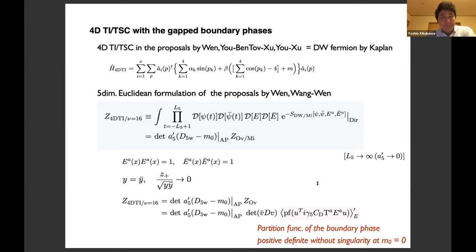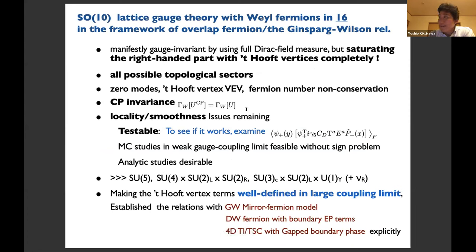I expect some relation to formulate the gapped boundary phase or topological quantum field theory. This kind of expression with the Pfaffian may be useful in relation to topological quantum field theory, but I do not know the details. Okay, so let me summarize my talk.